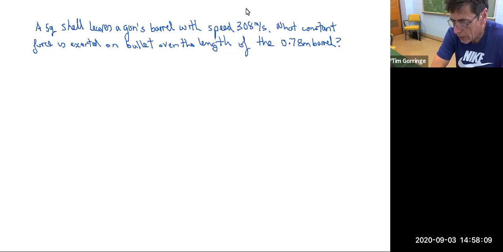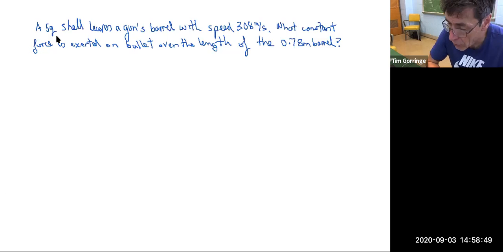I wanted to work through an example that involves applying the laws of motion, specifically the second law of motion. In this example, we're imagining a bullet that's fired from a gun, and we're told that the mass of the bullet is 5 kilograms. We're told that the speed that the bullet leaves the gun at is 308 meters per second, and that the length of the barrel of the gun is 0.78 meters.